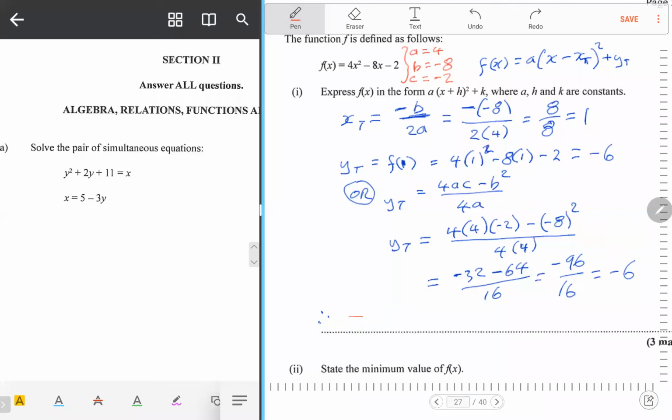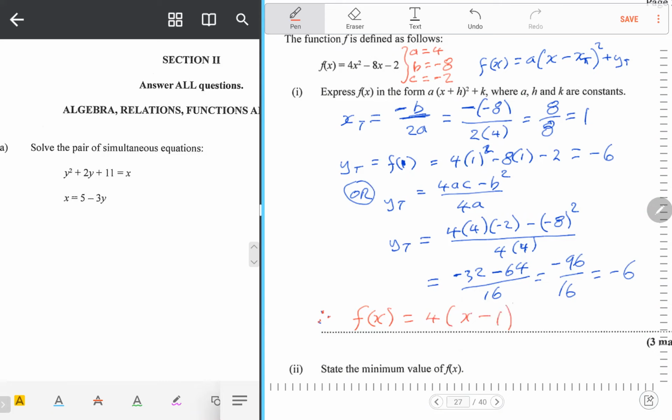So we can say therefore f of x is equal to a. We're putting everything in this format now. That's all we're doing, using that format. So it becomes f of x equals a, which is 4, into x minus xt, which is 1.